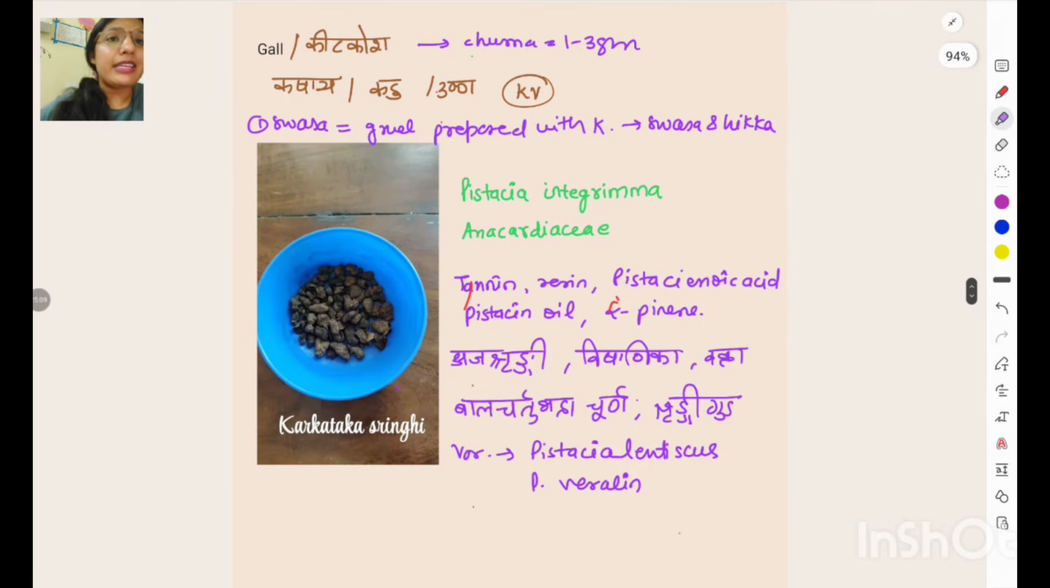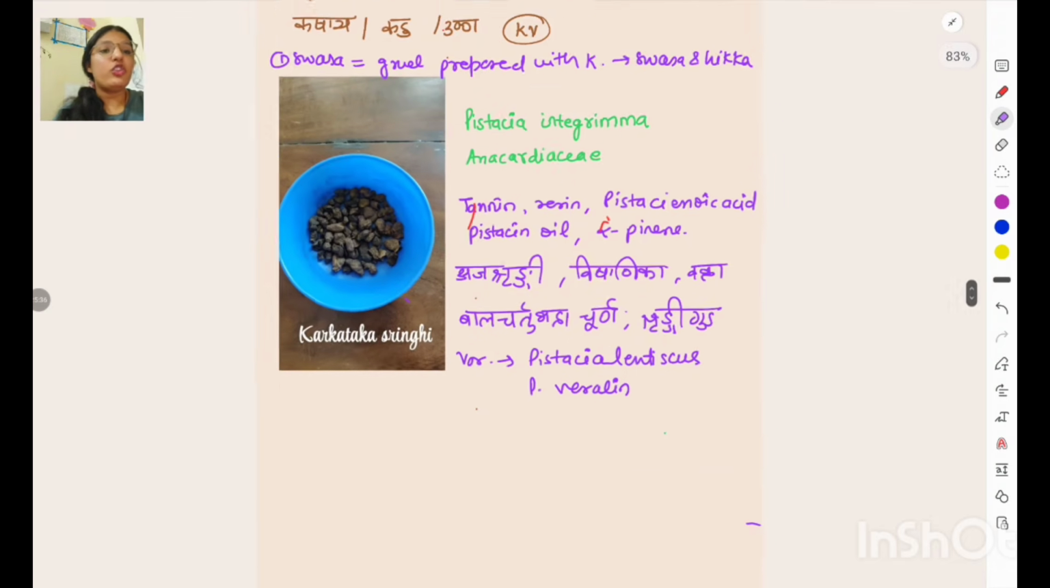And the last one is Gall. For gall only a single plant is there, that is Karkatashringi. So definitely it will be there in your exam. Don't forget Karkatashringi. Its churna we are using 1 to 3 gram. Rasa Panchaka is Kashaya Rasa, Katu Vipaka, Ushna Virya, and Swasa and Hikka. Its gruel is given. Then its botanical name is Pistacia integerrima. Family is Anacardiaceae. Bhallataka and Karkatashringi have the same family, Anacardiaceae. These are the synonyms and all.